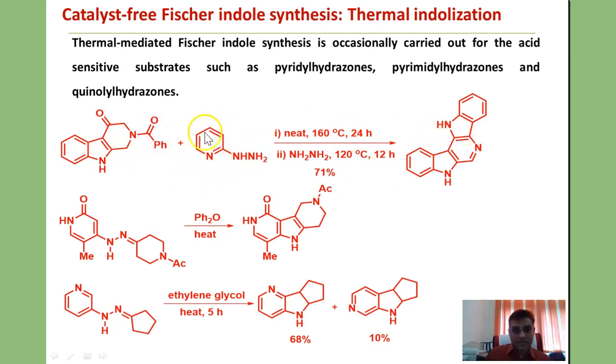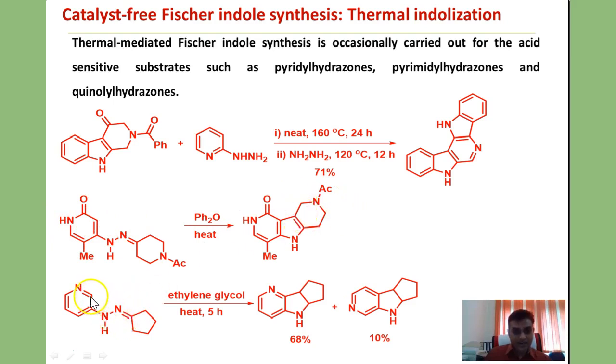For example, this phenylhydrazone derived from pyridine here forms this compound in very good yield, 71% yield. Here also this is a pyrimidine derivative to some extent, a pyridine derivative. This is also undergoing Fischer indole cyclization, and we get this product.